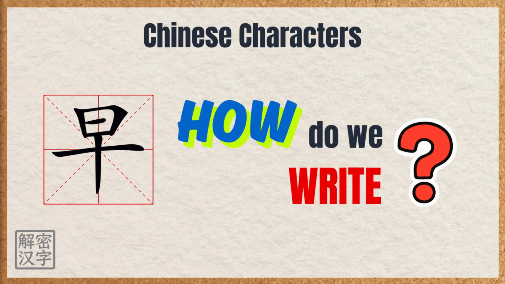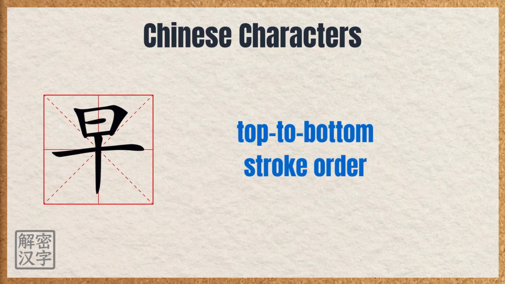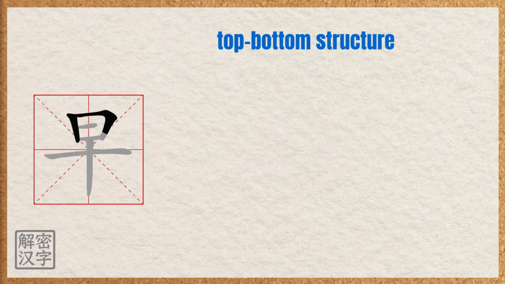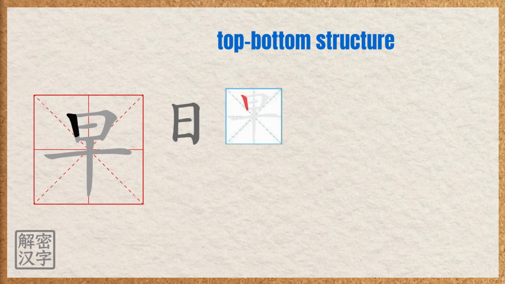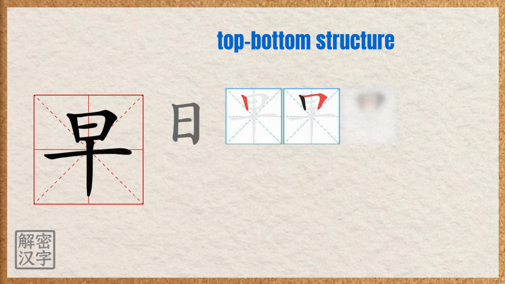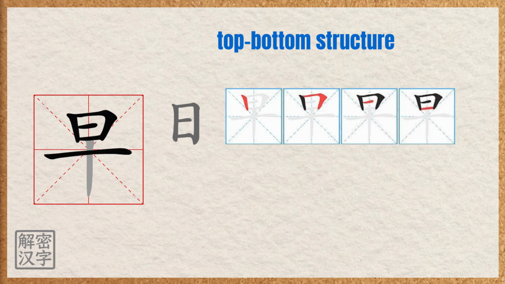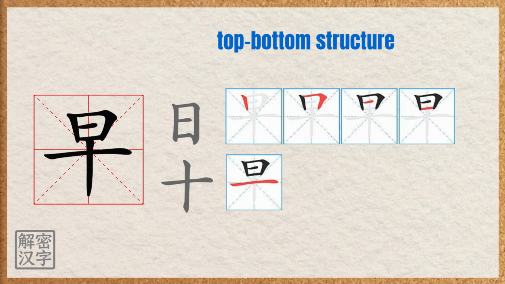How do we write the character Zao? Follow the top to bottom stroke order. First, write the top part, sun. Start with a vertical stroke, then write a horizontal turning vertical stroke, followed by a middle horizontal stroke, and finally a bottom horizontal stroke. Then write the bottom part, shi, first a horizontal stroke, then a vertical stroke through the center. Did you get it right?